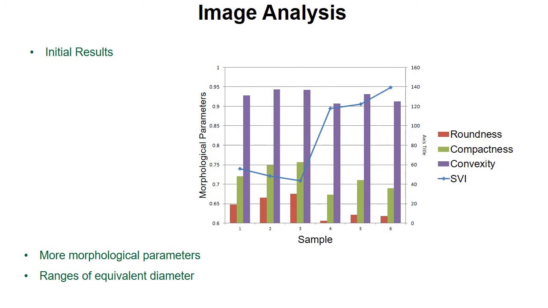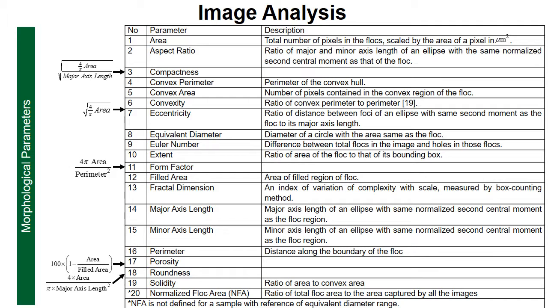Initially, we used roundness, compactness, and convexity for correlation with SVI. Later, more morphological parameters were used and partitioned on the basis of range of equivalent diameter. We used other image analysis parameters besides those defined in literature, such as normalized flock area, which is the ratio of total flock area to the area captured by all the images.